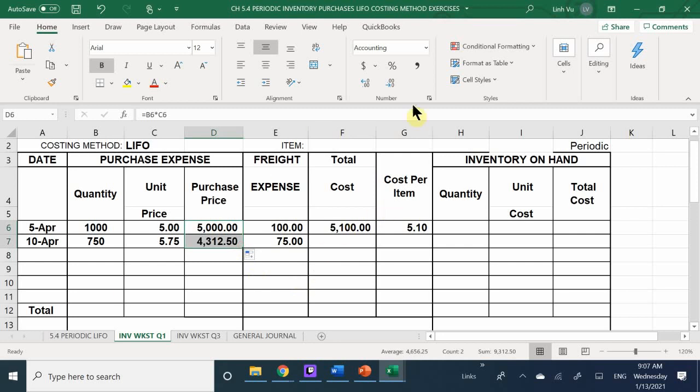4,312.50. Good. And then my total cost is going to be $4,387.50. Okay. And then what is my cost per item going to be here? $5.85. Yes. Okay.